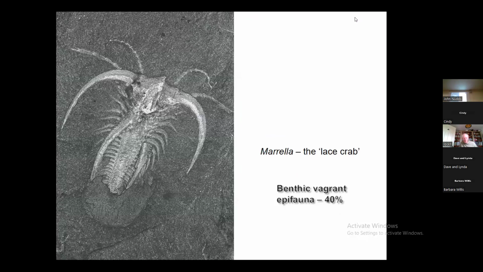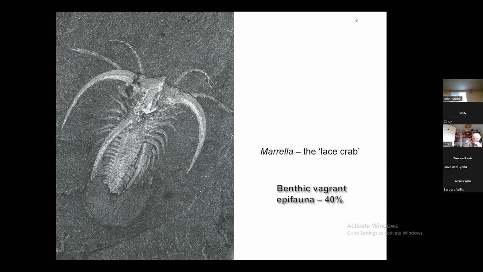Now we go on to the benthic vagrant epifauna. So these are things that are crawling across the surface. And the most common is this little animal called Marrella, sometimes called the lace crab. This was the first one that Walcott found. He drew that in his diary on August the 29th, a little diagram of it. And it was the first one that Whittington worked on when he began his work in Cambridge.